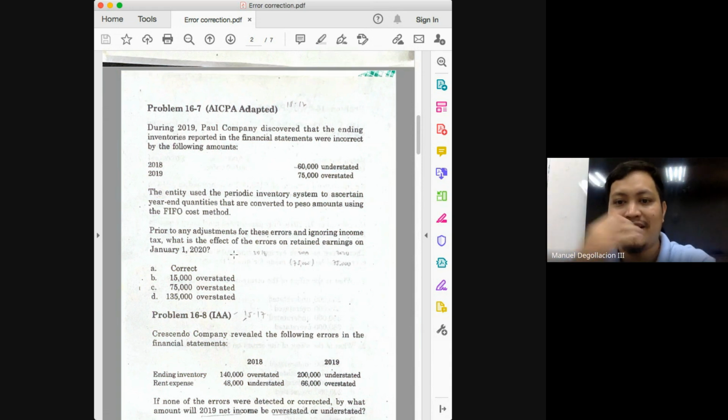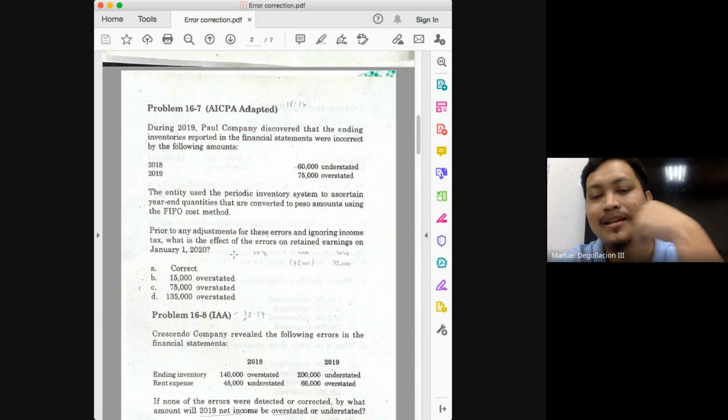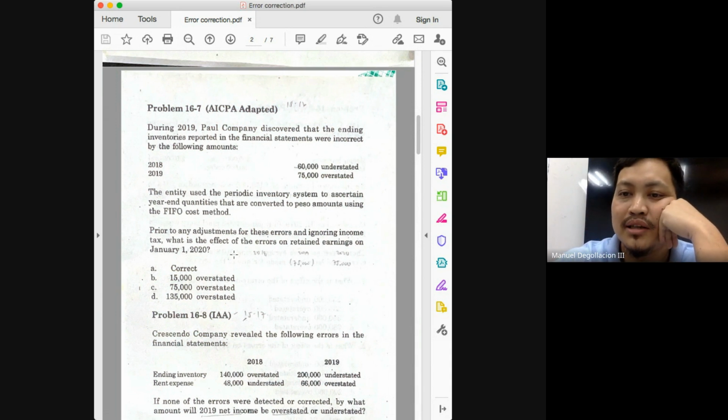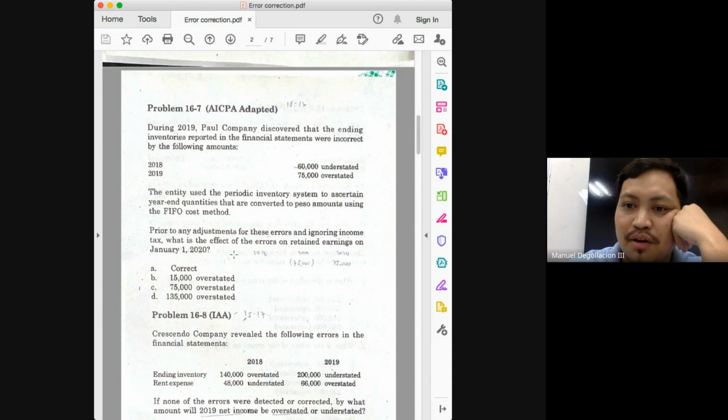Okay, the question here is: what is the effect of the errors on retained earnings on January 1, 2020? During 2019, Paul Company discovered that the ending inventories reported in the financial statements were incorrect by the following amounts: 2018, 60,000 understated, and 2019, 75,000 overstated. Prior to any adjustments for these errors and ignoring income tax, what is the effect of the errors on retained earnings?